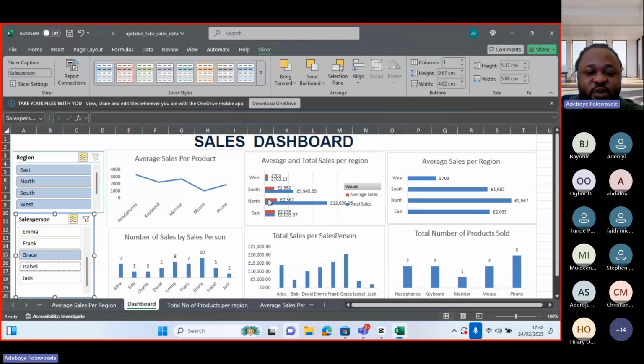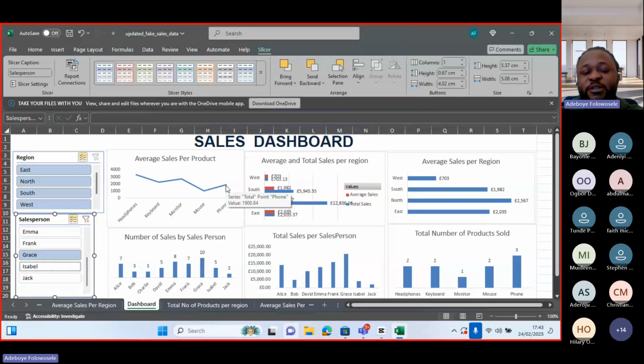And checking it with the east, west, south, and north, she has the highest sales in the north. And that's why we have the highest average sales as well in the north. And what is sold mostly is phone. So that means that the phones are not really costly. But she sold 2 headphones. The headphones must have been very costly, more than the phones she sold, because the value of the phones here is just 1,900.